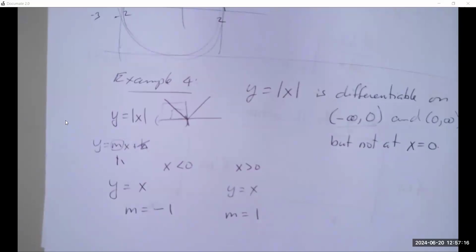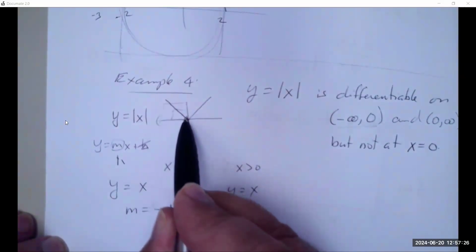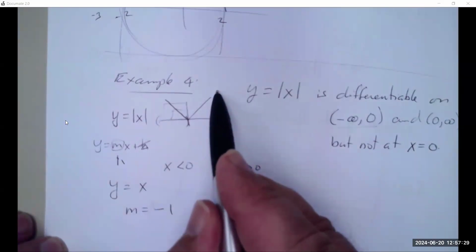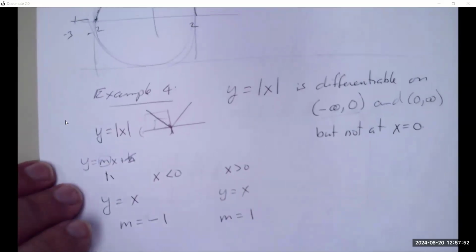Now, do you see why it doesn't exist at 0? Because as we're getting closer and closer to 0, on the left-hand side, it's -1, -1, -1. On the right-hand side, it's +1, +1, +1. So they're not approaching the same value. So let's look at this. Let's prove this mathematically now.